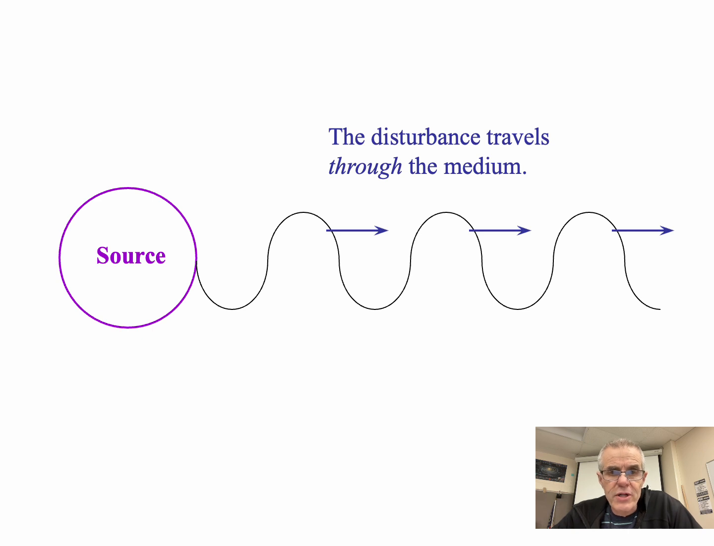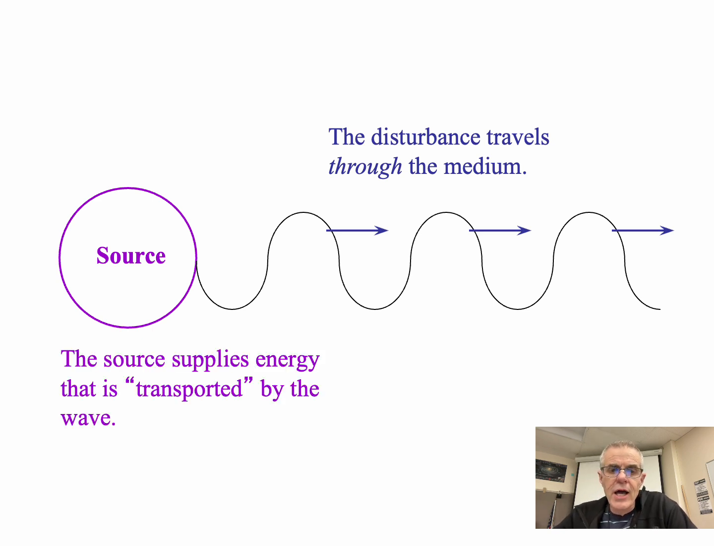I get a disturbance that goes through the medium, but the medium itself is not traveling, right? It's not like the water at the ocean is coming up on the shore. It comes to the shore, it oscillates, but it doesn't pile up, right? It's not like the whole ocean is coming in. The disturbance is coming in. And to create that disturbance, we need some energy, and the source of that wave would supply whatever energy is being transported by the wave.